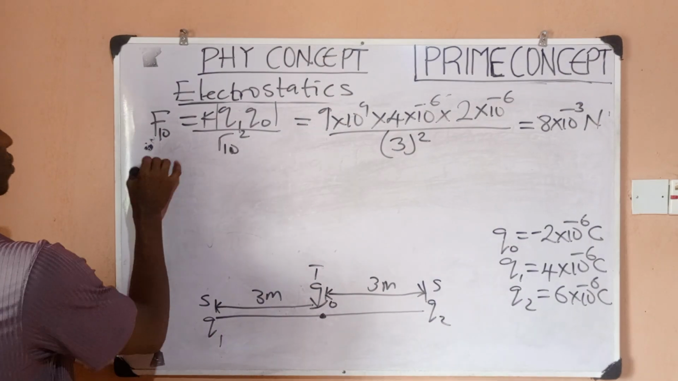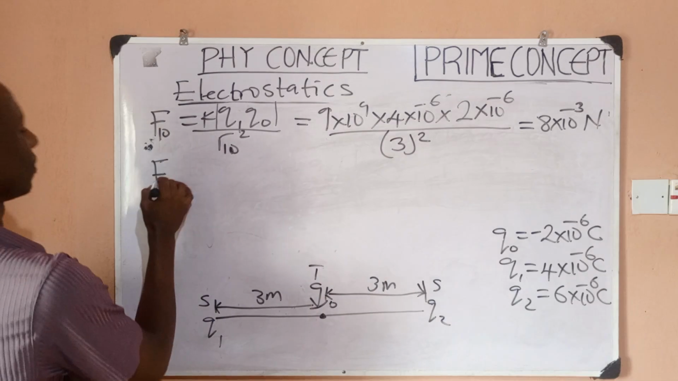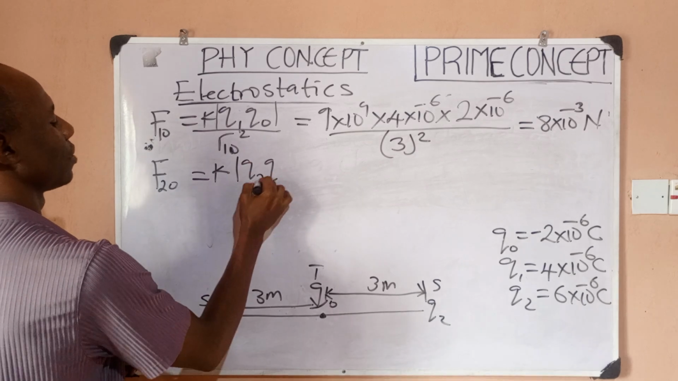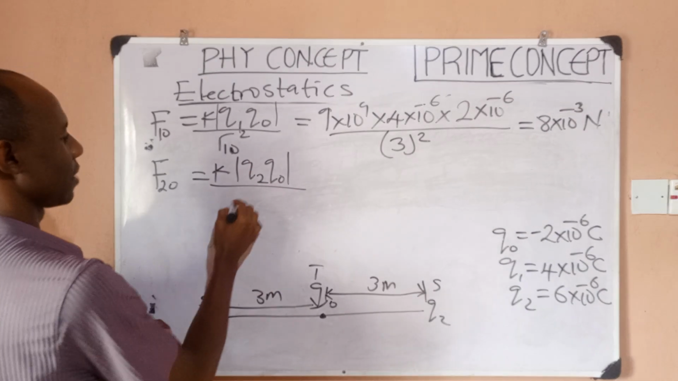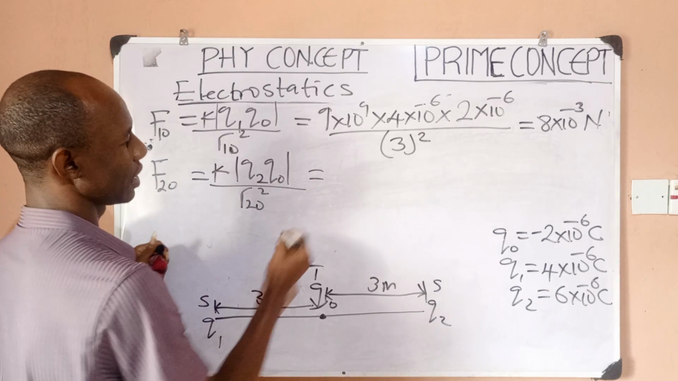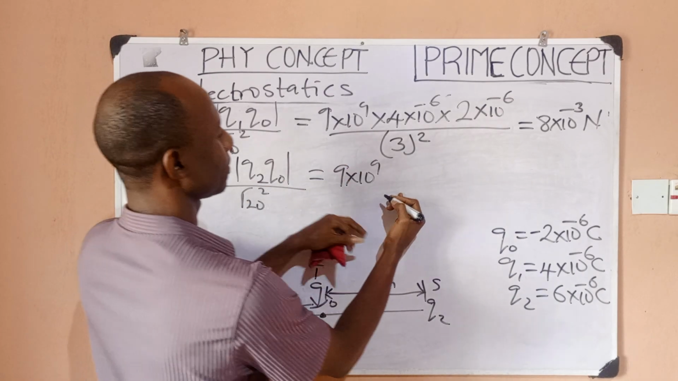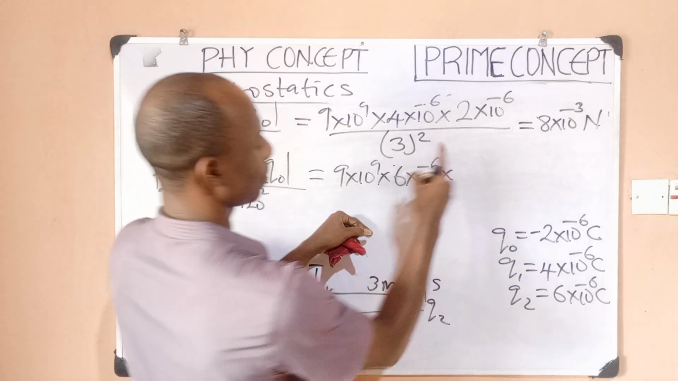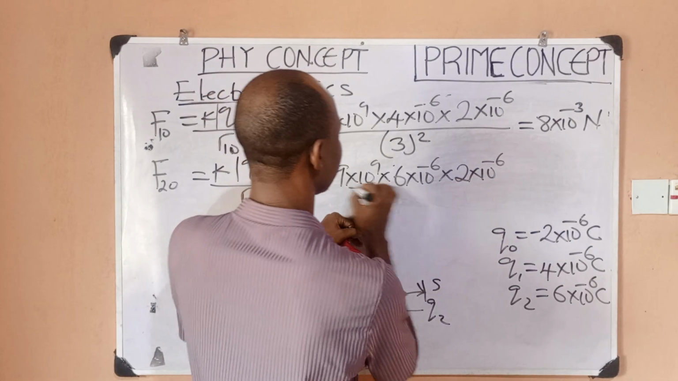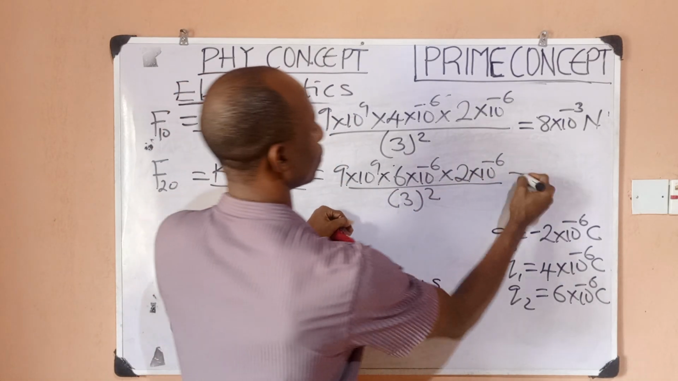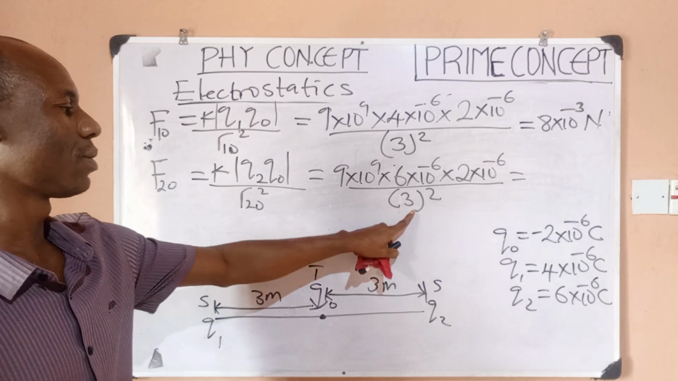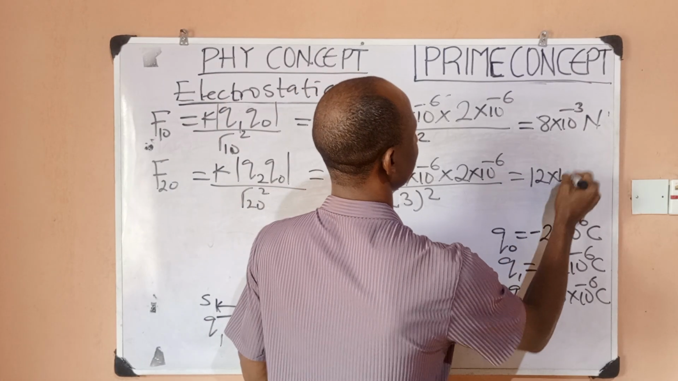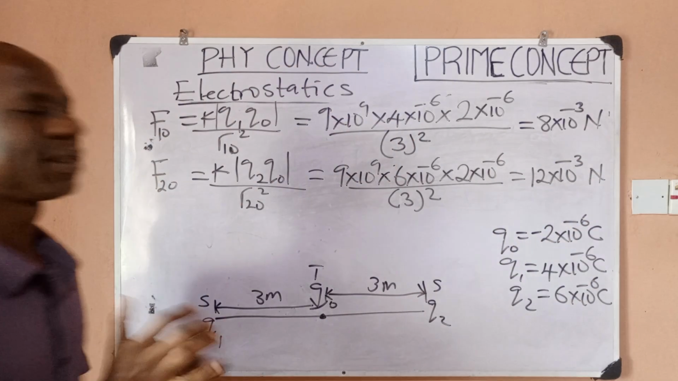The next thing I want to do is to solve for F20, which is K Q2 Q naught divided by R20 squared. So if I do this again, I would have 9 times 10 to the power 9, Q2 is 6 times 10 to the power minus 6, then Q naught, 2 times 10 to the power minus 6, divided by the distance, which is 3, squared. So if we punch this again, 9 would still cancel 9. Then you have 6 times 2, which is 12. So you have 12 times 10 to the power minus 3 Newton. So these are the two forces we have.